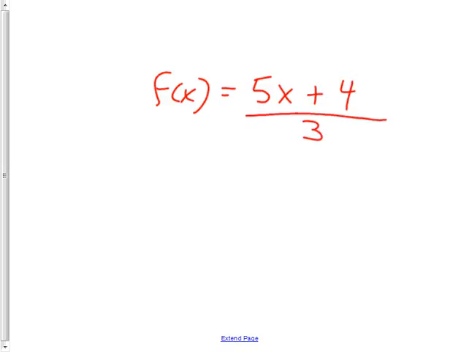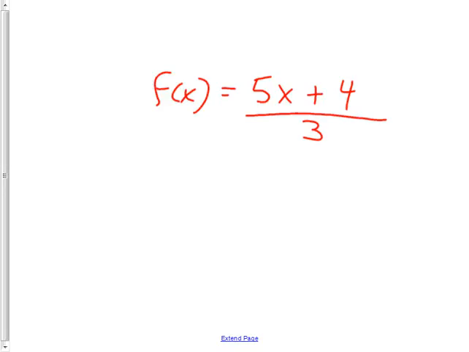Here's a function. And let's say the directions had been, I want you to give me a function that's going to add 4 first, and then multiply by 5, and then divide by 3. Does this one do it for you? No. What if I said, I want your function to divide by 3 first, and then when you're done with that, add 4, and then times by 5? No, this isn't working for that.